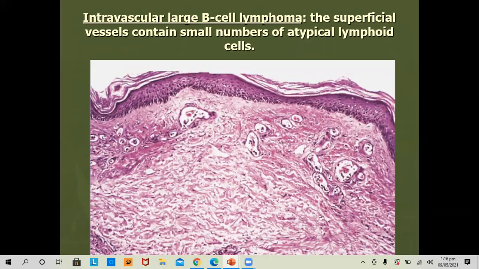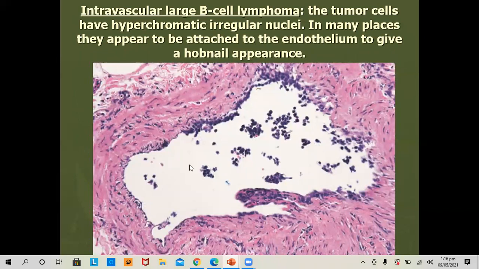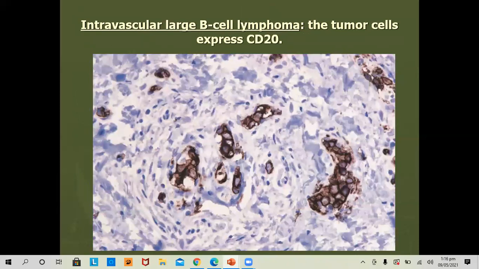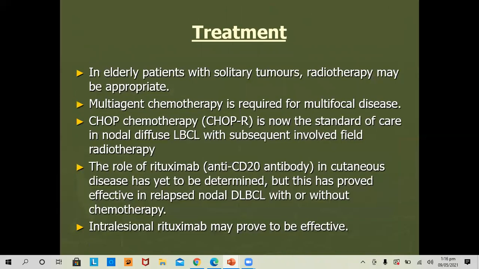Diffuse large B-cell lymphomas have the tendency to invade the endothelium of small blood vessels. And you can see the proliferation or infiltration of lymphocytes within the blood vessels. These lymphocytes have hyperchromatic nuclei and appear to be attached to endothelium in a hobnail fashion. And these vessels are blocked and later on recanalized by these lymphocytes. And if we do CD20 stain, then CD20 is positive within the vascular lumen, showing the intravascular infiltration of these lymphocytes.